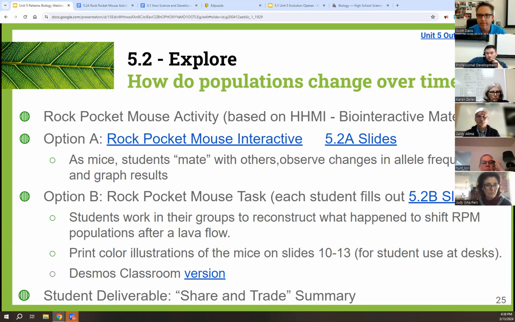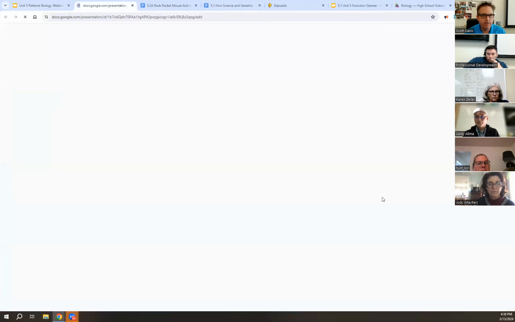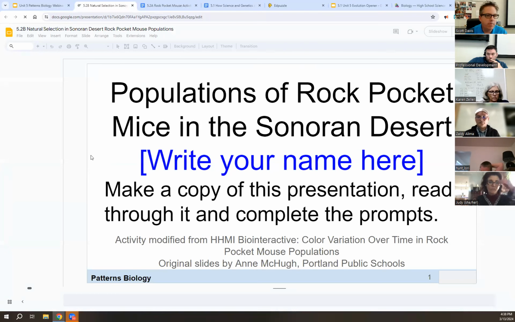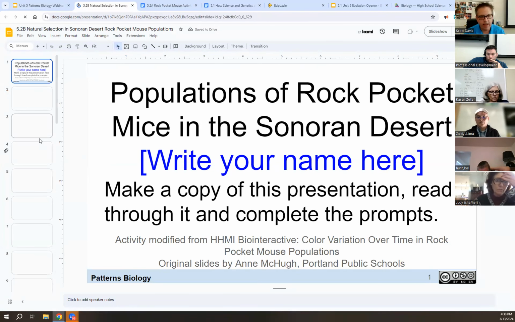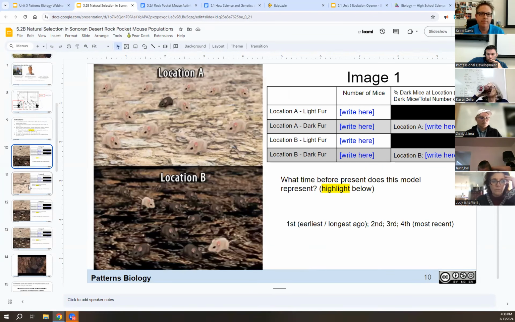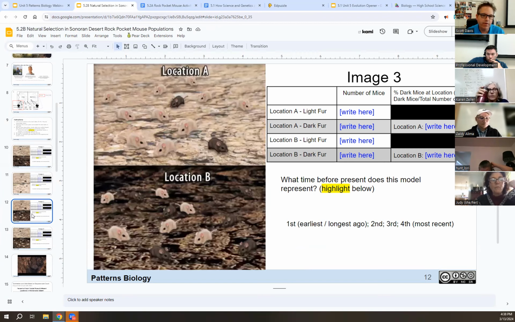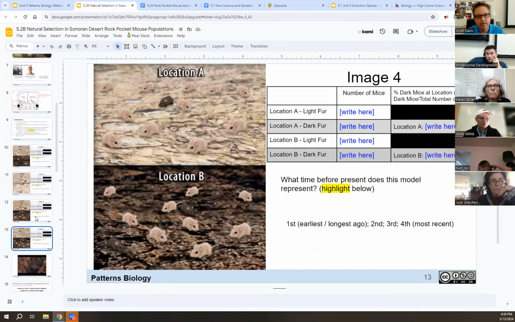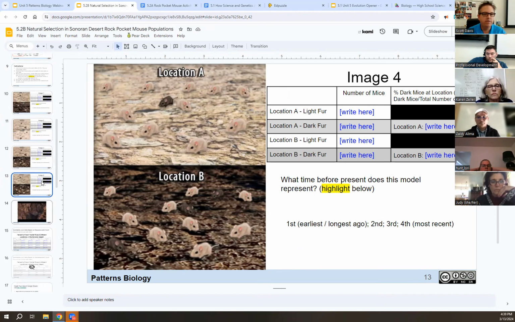And I know when I first started doing this during CDL, I did the option B version, which is where the students look at color illustrations of different environments in the Sonoran Desert down in the southwest part of the United States, and they actually count the number of mice that have light colored fur versus the number of mice that have dark colored fur in different locations.